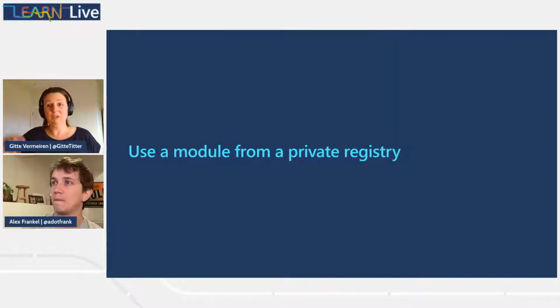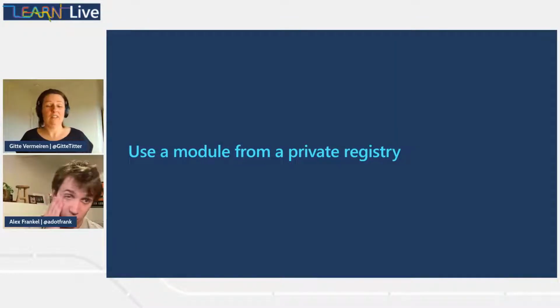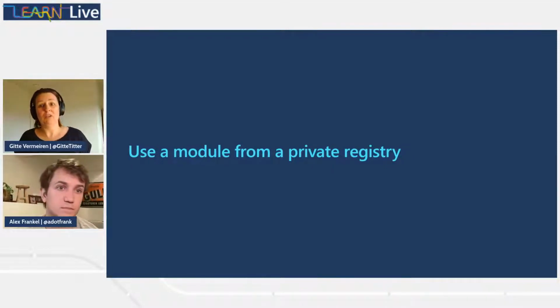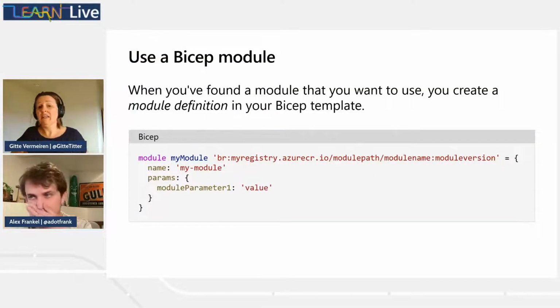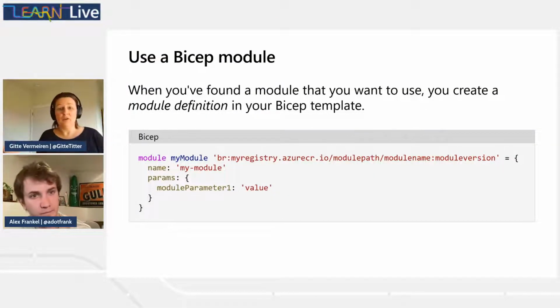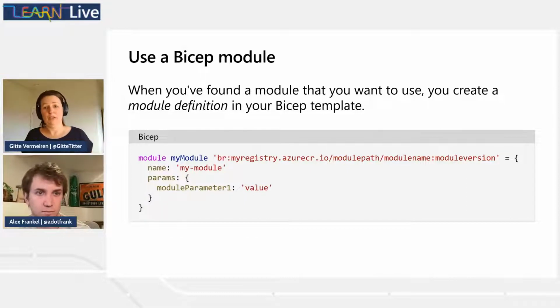So the module is now there. It's in the private registry. Now, the next step will be using that module somewhere in another Bicep template. So how can you do that? The thing is, it's super easy. At least if you know how to use a Bicep module, it's super easy. And there's not such a big difference, or not a real difference at all.